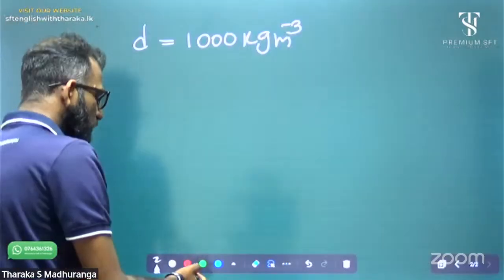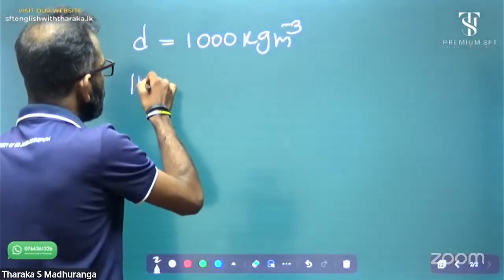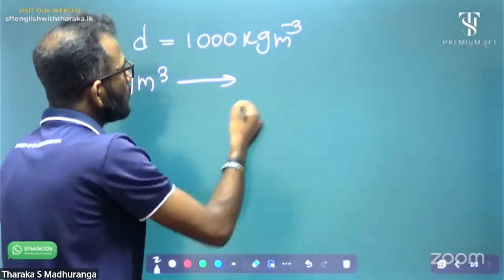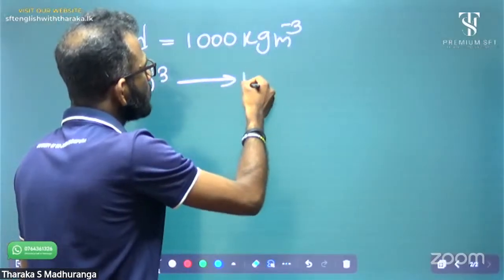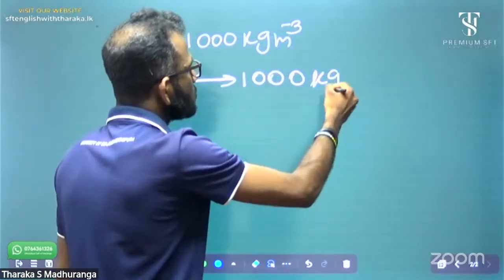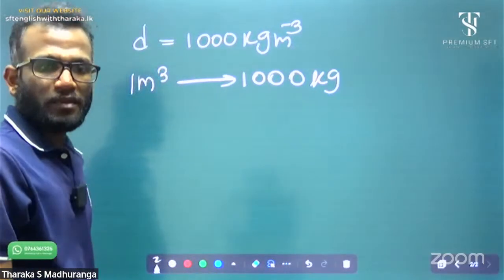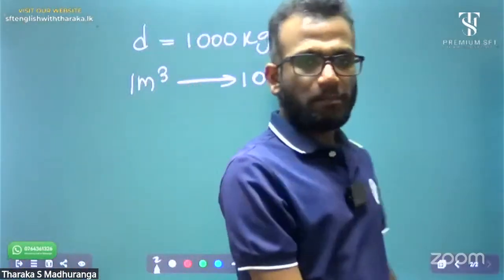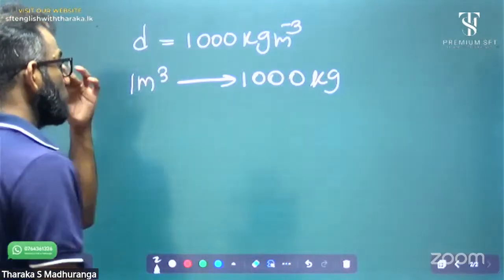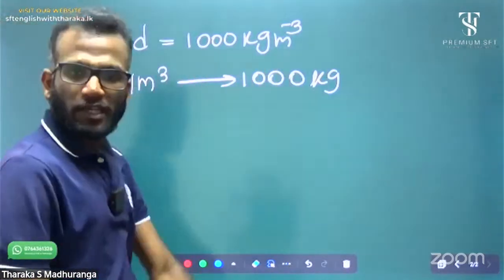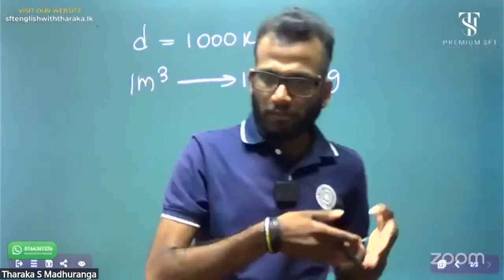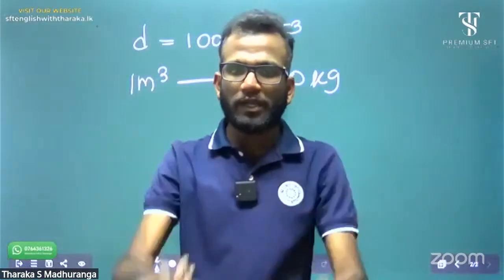Per 1 cubic meter of water, if you don't know, please note down, it has 1000 kilogram. Okay, per 1 cubic meter, it's 1000 kilogram. And do you know what's the size of 1 cubic meter?